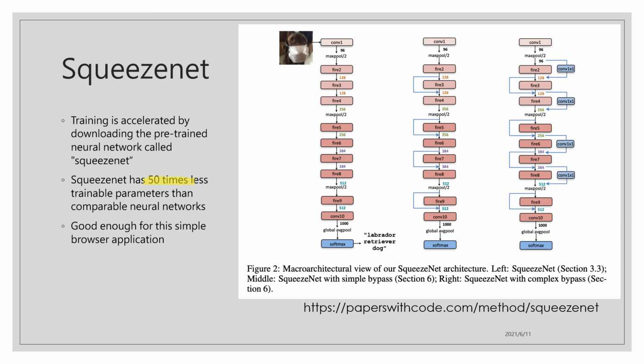It's quite good, and the performance is good enough for webcam, or what we call browser applications. That's why we are using SqueezeNet in most of our applications, because it's really fast and has similar accuracy to the other neural networks.